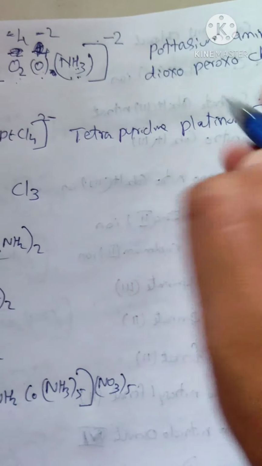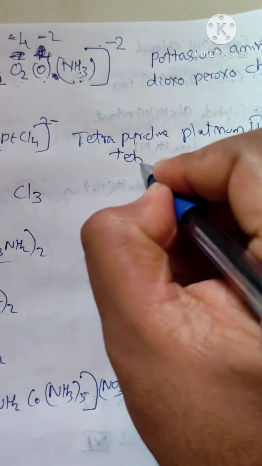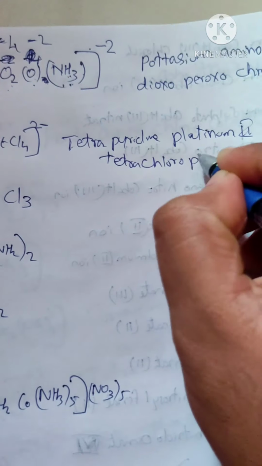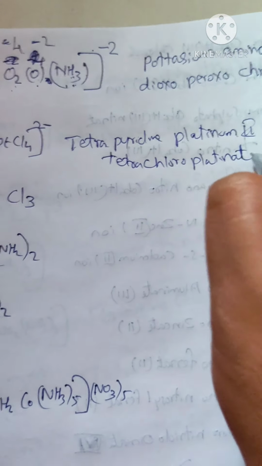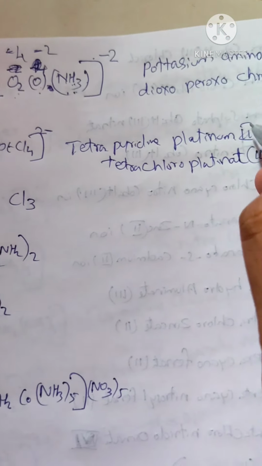2. Then again it is continuing in this way, tetrachloroplatinate. Since it is anionic, that's why platinate. That also 2.